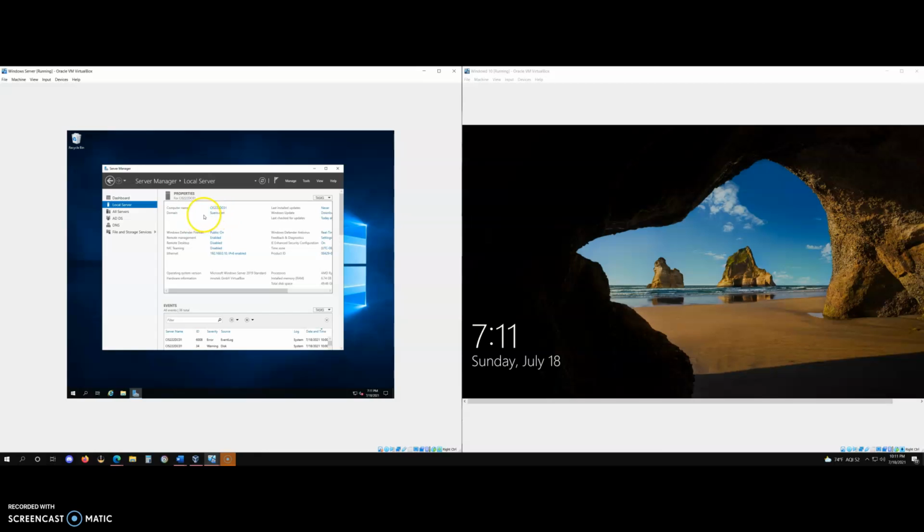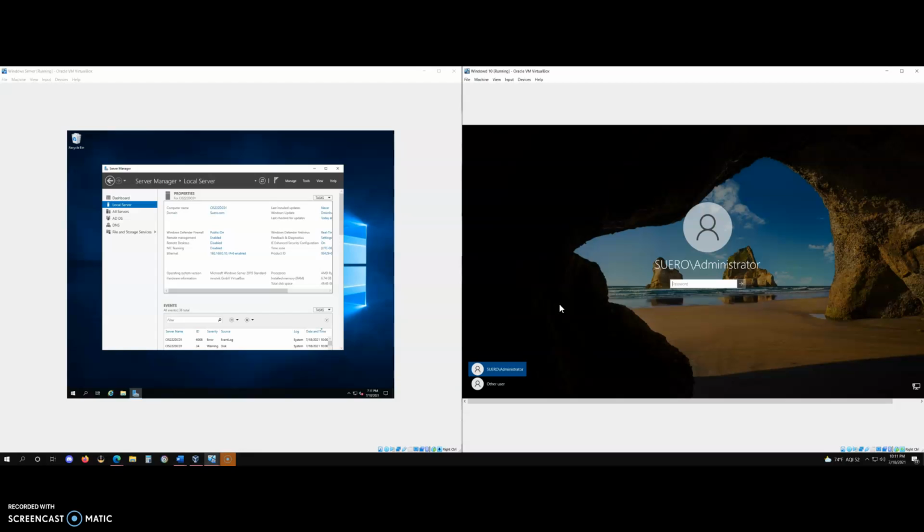My computer is already part of my domain. I'm already logged onto it, and I have a dynamic IP address of 192.168.0.10 with DHCP. And my Windows 10 machine is already logged into my domain.